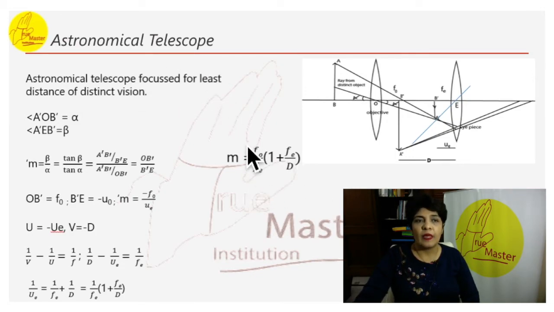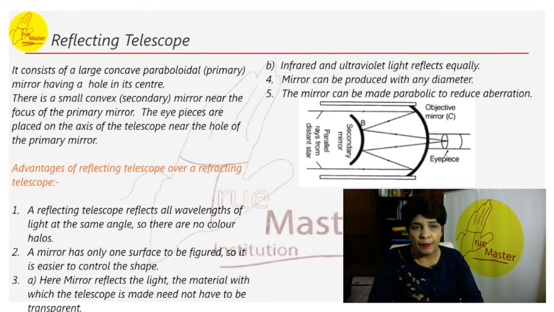Reflecting telescope. It consists of a large concave parabolic primary mirror having a hole in its center. Here this is the mirror which has got a hole in its center. There is a small convex mirror near the focus of the primary mirror. The eyepiece is placed on the axis of the telescope. This is where the eyepiece is placed. This is a secondary mirror which has been placed here.